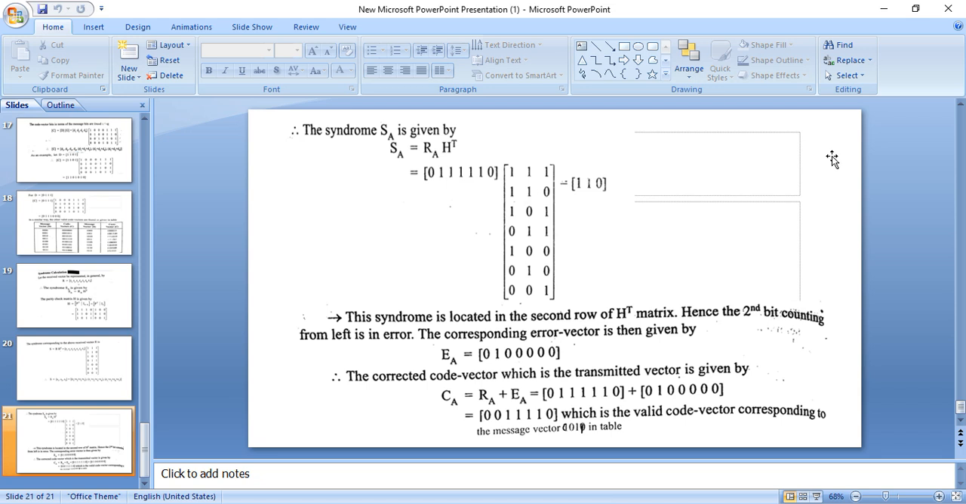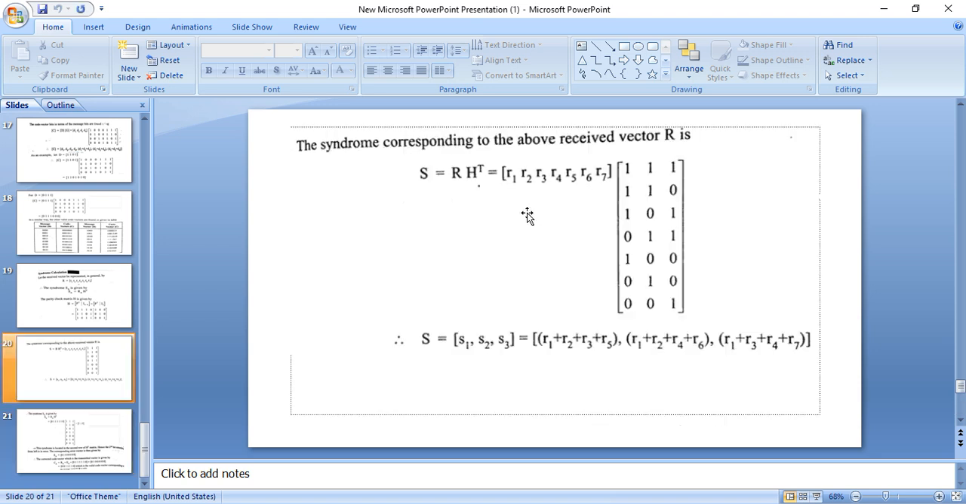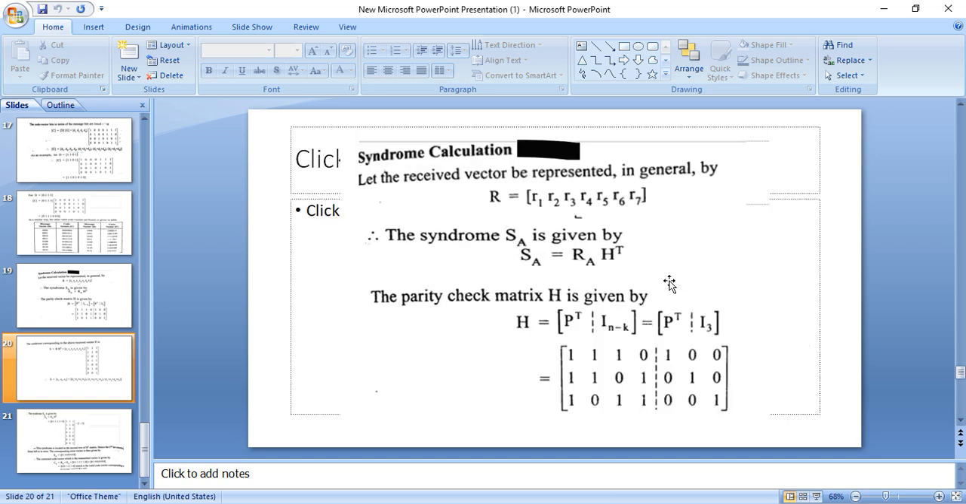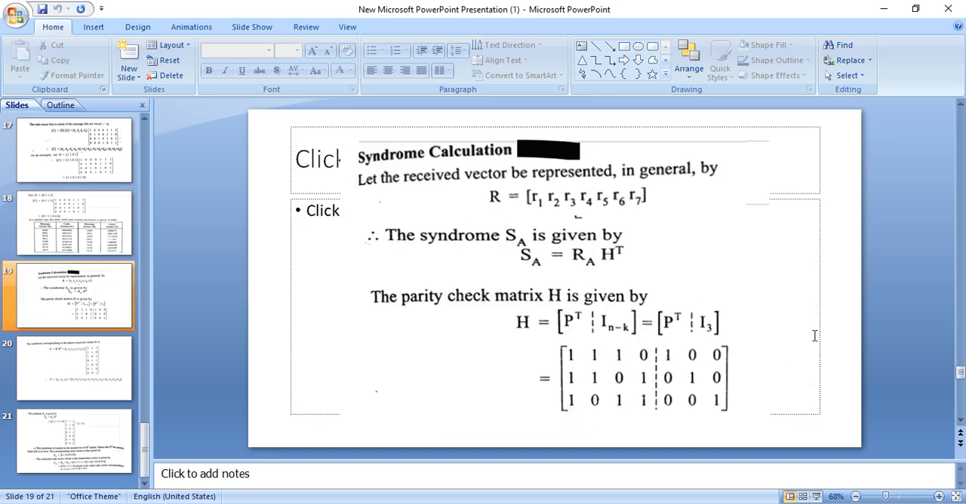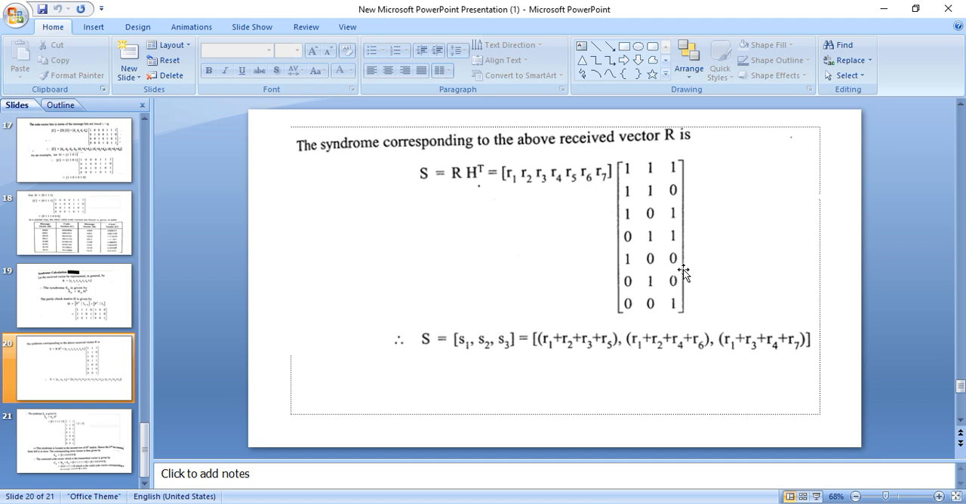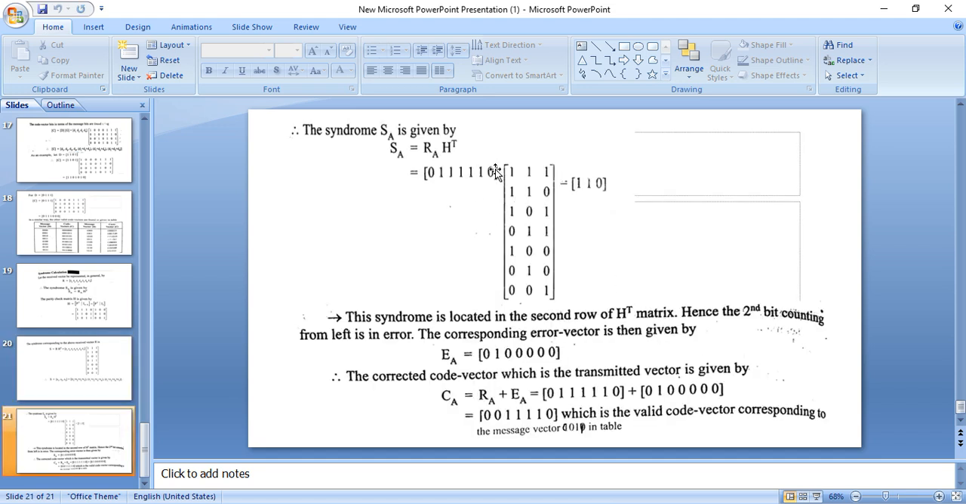Let us take one example. R, the received data, is this 7-bit value, multiplied with H transpose. H transpose we have already written. What is H transpose? H is this one, and transpose means rows become columns. See, for this example, if you do the matrix multiplication of the received data R with H transpose, this is the answer. We will get 1 1 0.